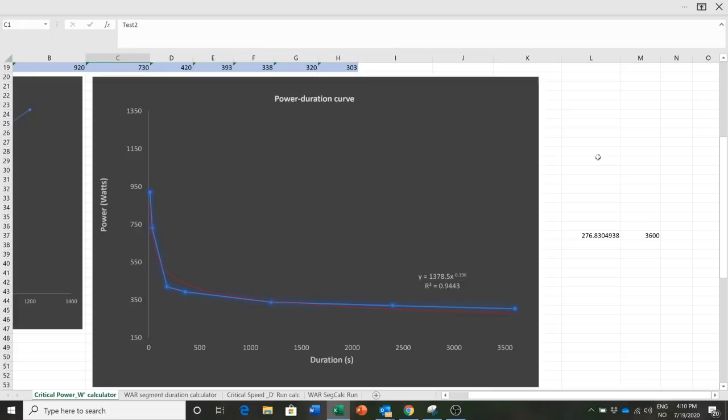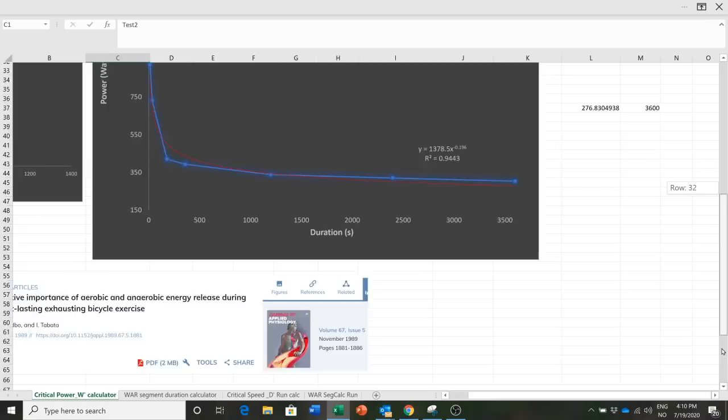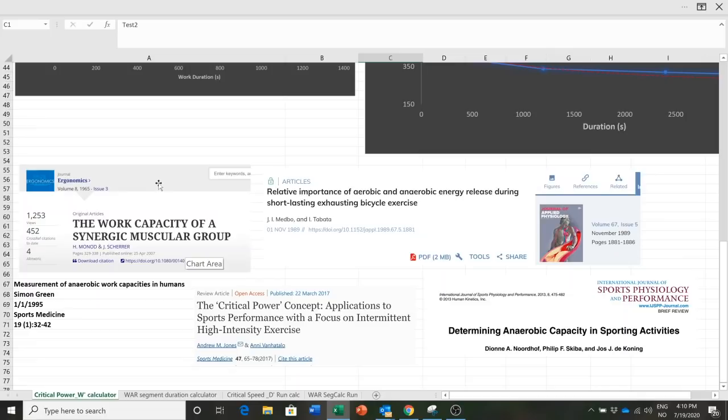The power duration curve was first described over 100 years ago by A.V. Hill, and it forms the basis for a lot of discussion on aerobic versus anaerobic energy release. It forms the basis for the critical power concept that was first described by Monod and Scherrer back in 1965. That was the year I was born, so that's a 55-year-old concept. A.V. Hill presented his about 100 years ago.